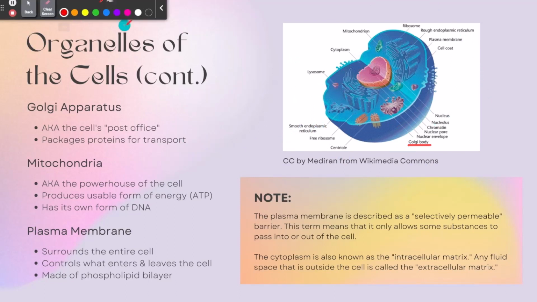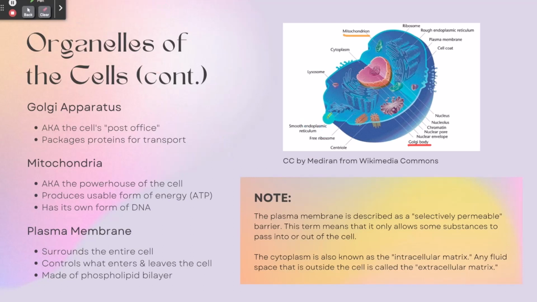The mitochondria, which should be right here, mitochondrion, it is also known as the powerhouse of the cell. So this is where it produces a usable form of energy known as ATP, and it has its own form of DNA.